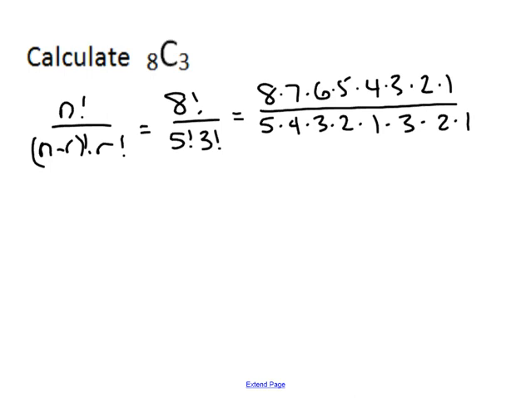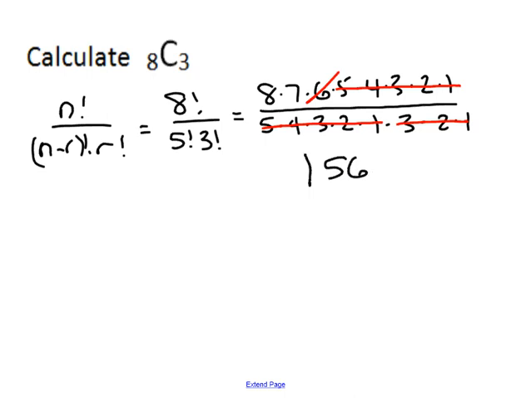Okay. Then we get to talk about doing some canceling. I notice here that I have 5, 4, 3, 2, 1 and 5, 4, 3, 2, 1. I can get rid of all of those just like that. Bam. And then I can say 3 times 2 times 1, that's 6. That will cancel with the 6. And then 8 times 7 is 56.